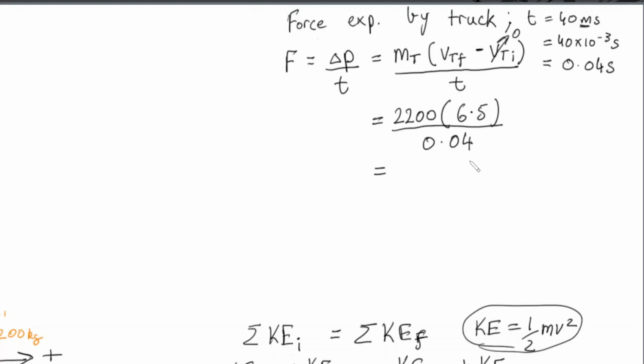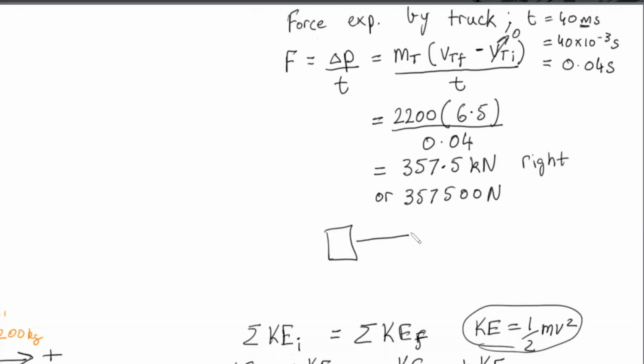And that gives us a force of 357.5 kilonewtons, or I can write that as 357,500 newtons. And because this is a positive number, that means our force will be towards the right, which if you think about it makes sense because the car is moving towards the right and it's about to hit this giant truck, so it's about to apply force in this direction. So I'll call this the force of collision.